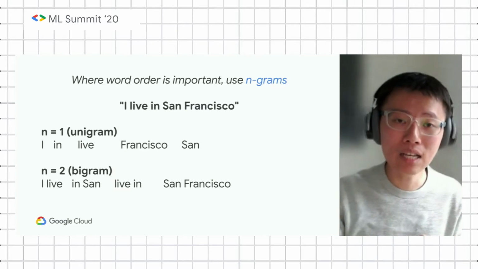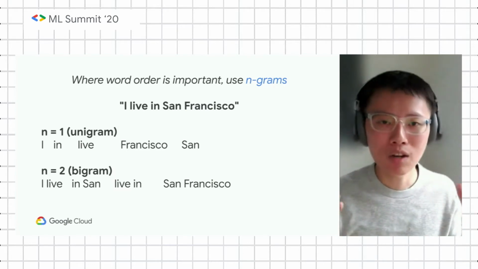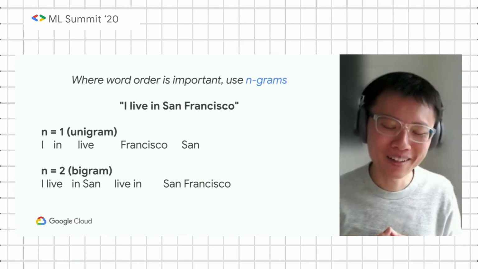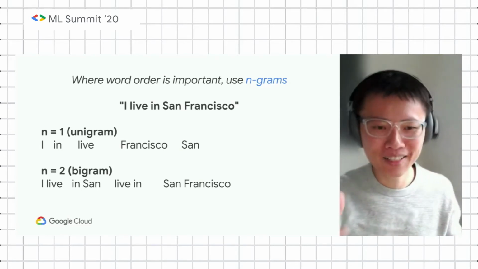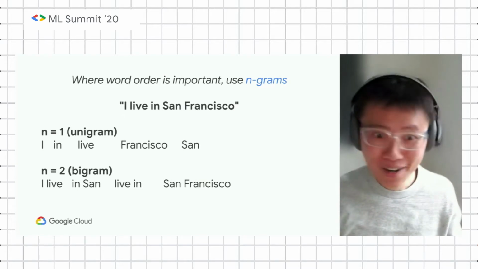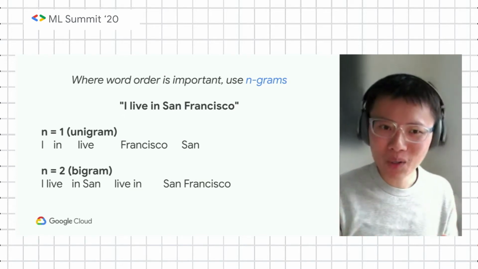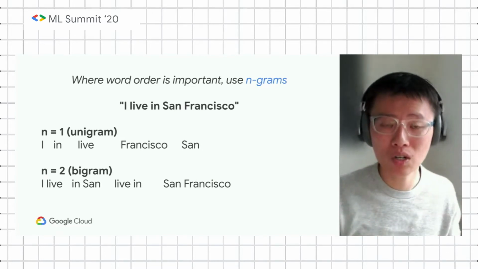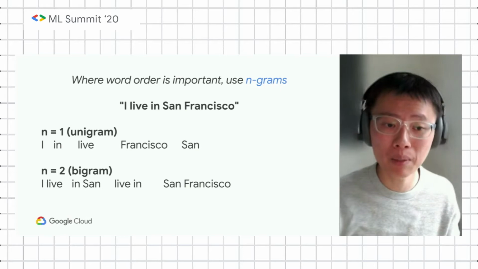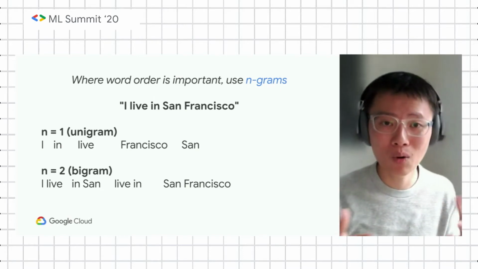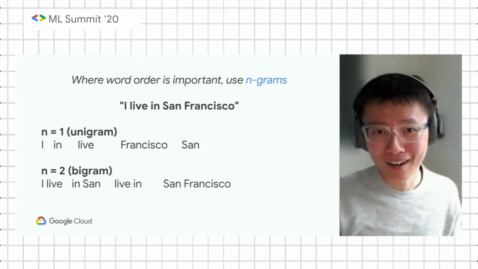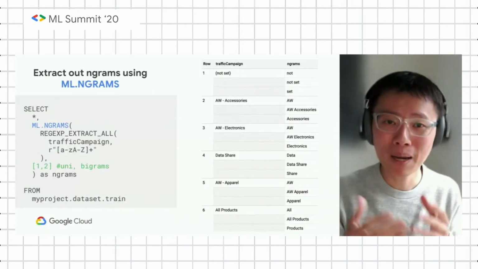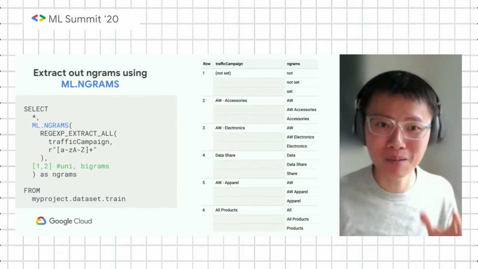And the key thing here is that if you have other sentences that say San Jose, San Francisco, San Diego, the ordering of the words would actually matter quite a bit. So in these sorts of cases, you may want to consider using not just unigrams, but bigrams, or even trigrams, or quadrigrams or something like that. You can do all sorts of these things by using ML.NGRAMS within BigQuery ML.